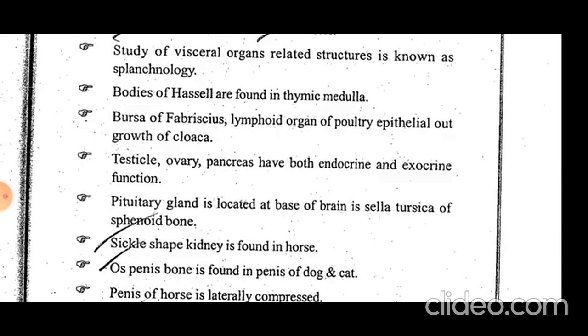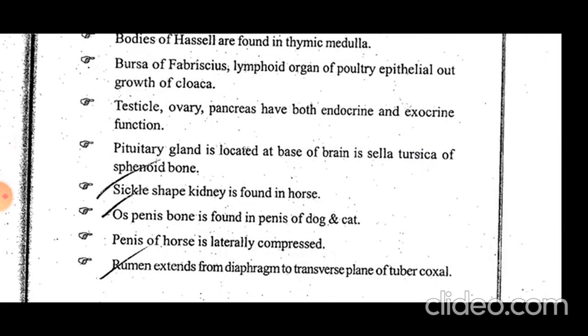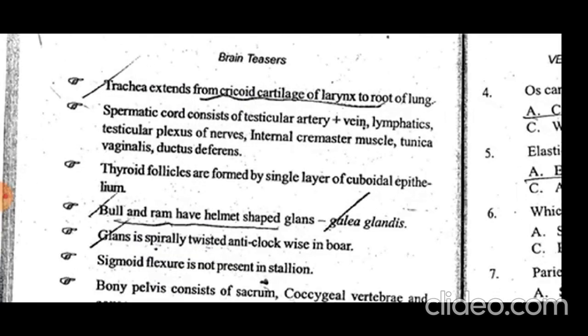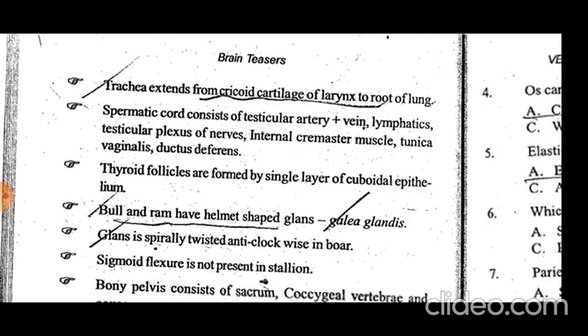Sickle shaped kidney is found in horse. Os penis bone is found in the penis of dog and cat. Penis of horse is laterally compressed. Rumen extends from the diaphragm to the tuber coxae. Trachea extends from the cricoid cartilage of the larynx to the roof of the lung.